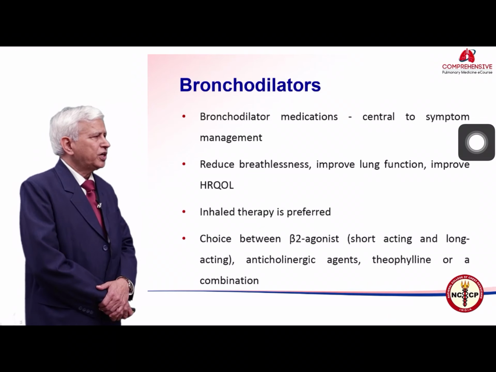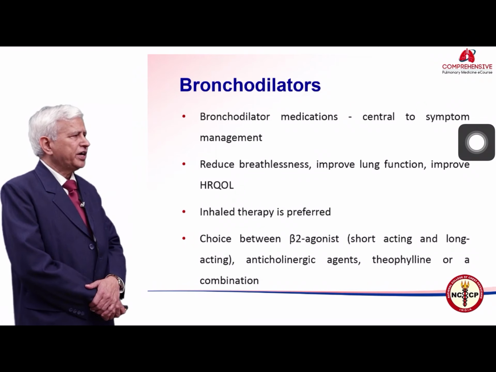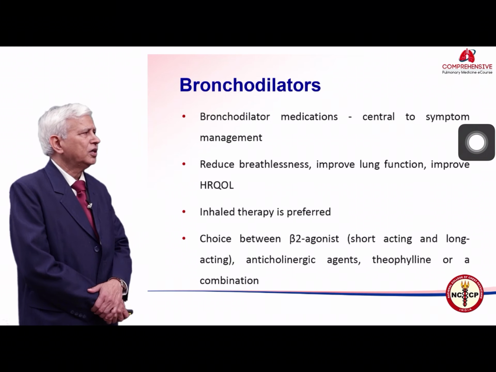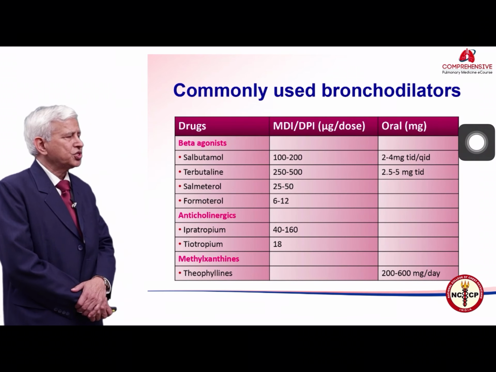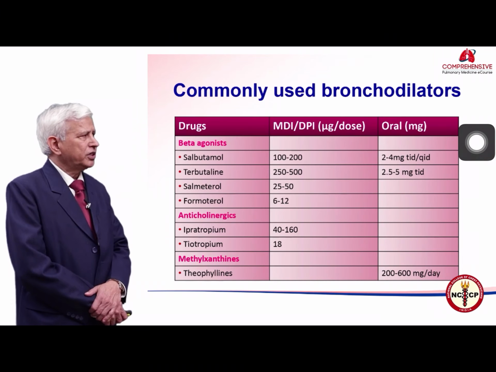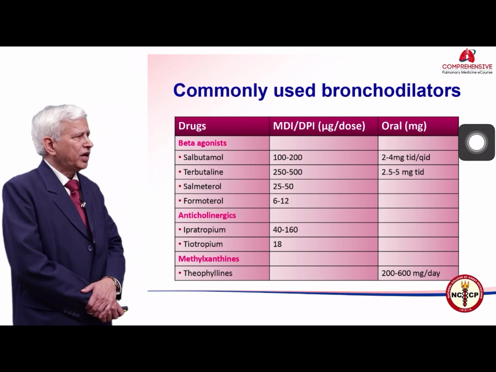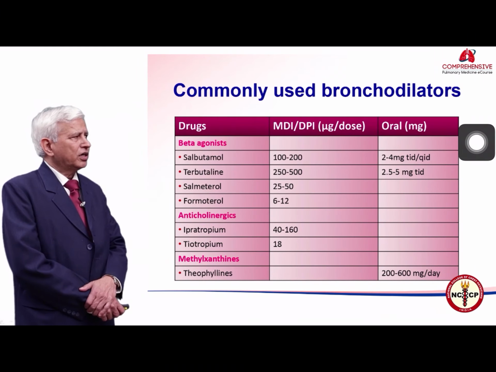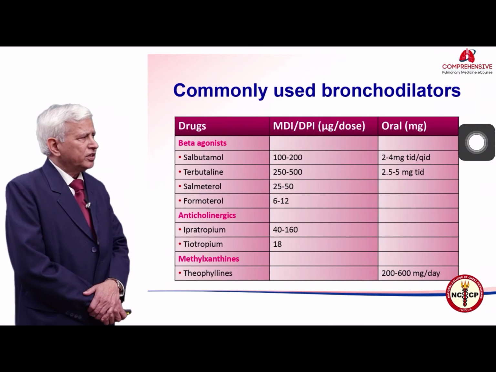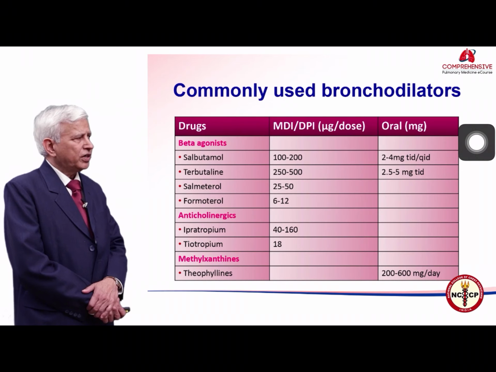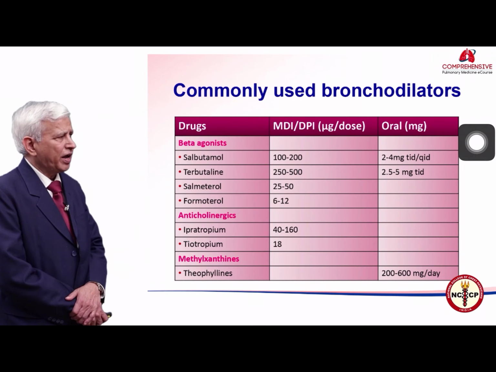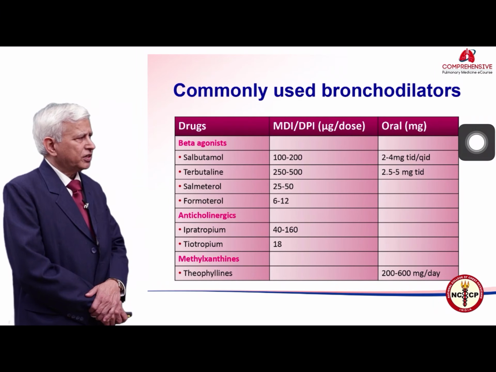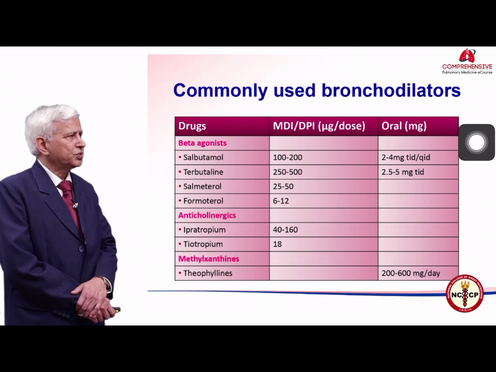And there is a choice between beta-2 agonists, short-acting and long-acting, anticholinergic agents, theophylline, or a combination of these drugs. So multiple drugs are available as bronchodilators, and these are some of the drugs commonly available in this country. The beta agonists include the short-acting beta agonists like salbutamol and terbutaline, and long-acting beta agonists like salmeterol and formoterol. Then we know the anticholinergics, ipratropium and tiotropium. Of course, there are more in the pipeline, and some of them are already available, like indacaterol, glycopyrronium, etc. I'll briefly mention those.